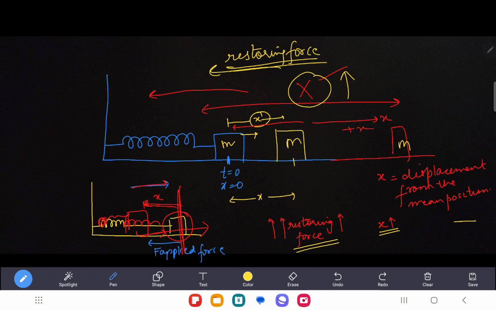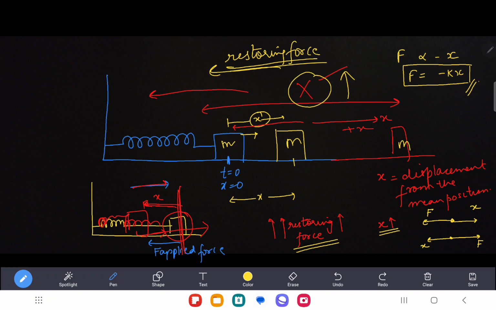If the displacement is forward, the restoring force is trying to pull it back, and if the displacement is towards left, the restoring force shall be forward. So what are we going to say? That force is directly proportional to the displacement, but in a negative direction. So with a negative sign, we say F equals to minus of Kx. Understood or no?